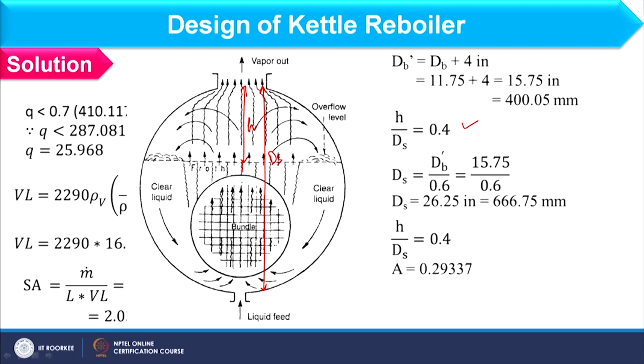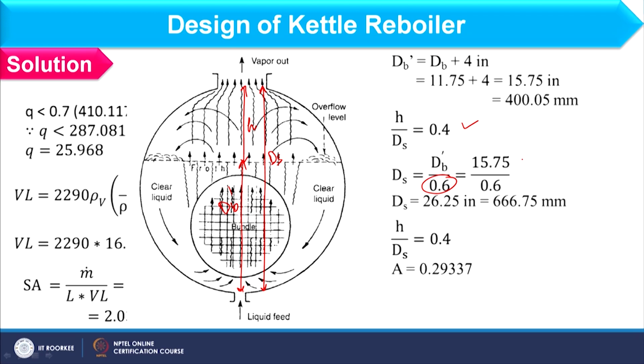Now, if I ask you what should be dB dash by ds. Obviously, the value will be 0.6 only, okay, because h plus dB dash is equal to ds. Okay. So, we can find out shell dia from this, that is 15.75 divided by 0.6. So, 26.25 inches is the shell dia.